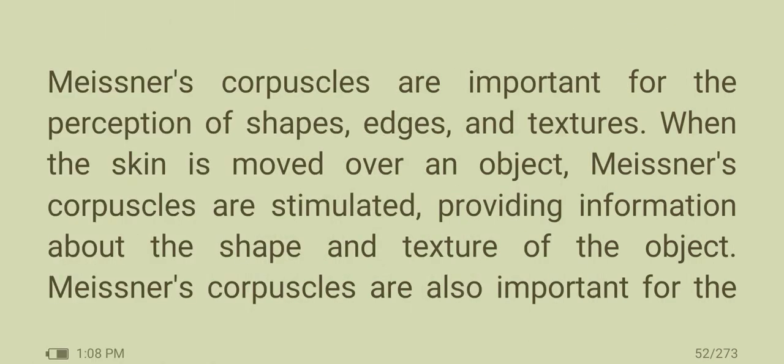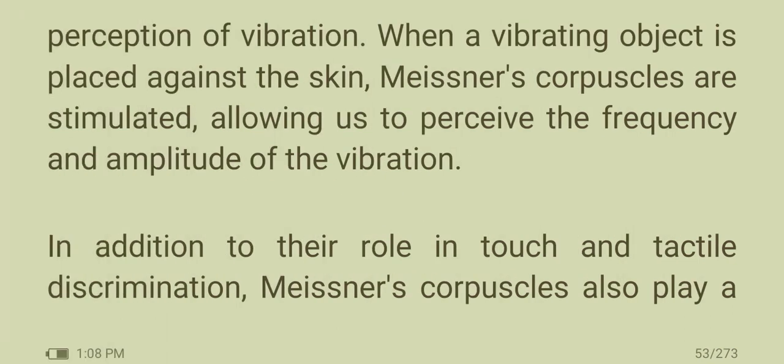Meissner's corpuscles are important for the perception of shapes, edges, and textures. When the skin is moved over an object, Meissner's corpuscles are stimulated, providing information about the shape and texture of the object. Meissner's corpuscles are also important for the perception of vibration. When a vibrating object is placed against the skin, Meissner's corpuscles are stimulated, allowing us to perceive the frequency and amplitude of the vibration.